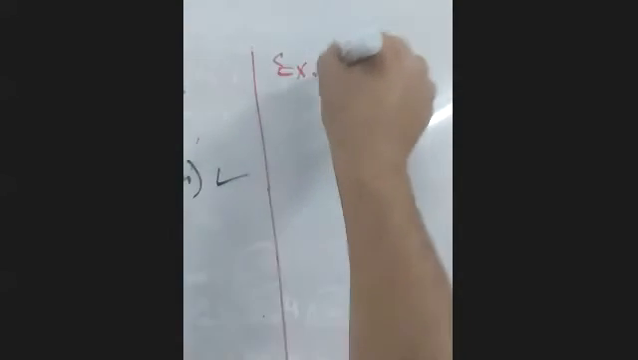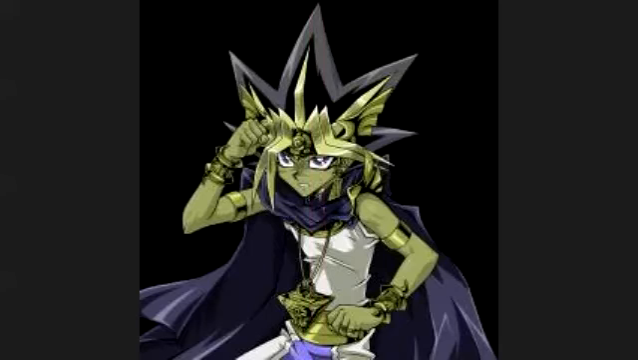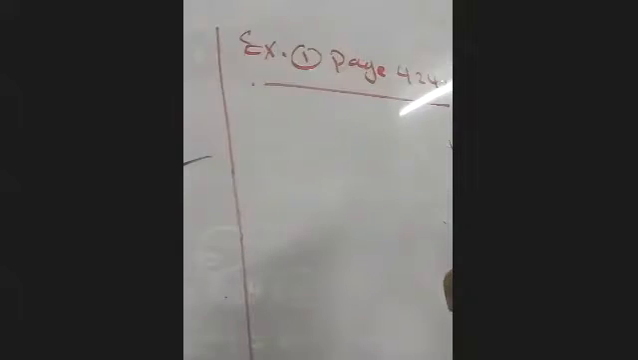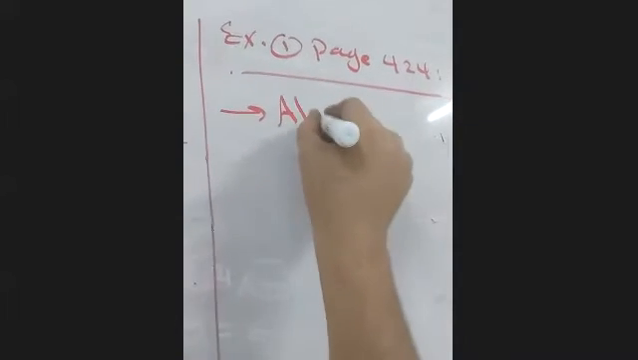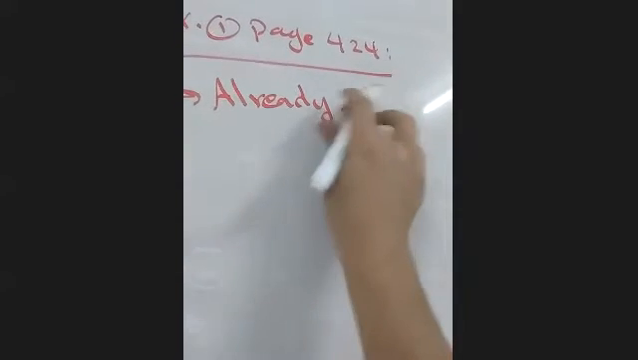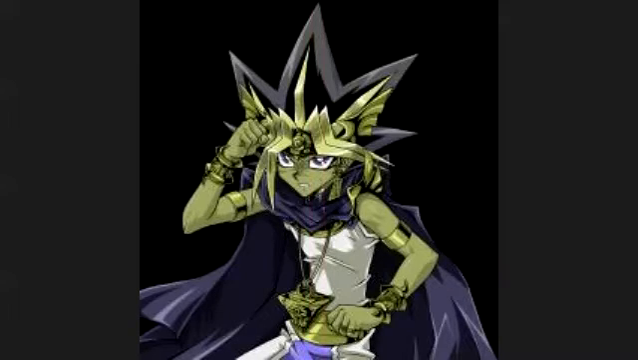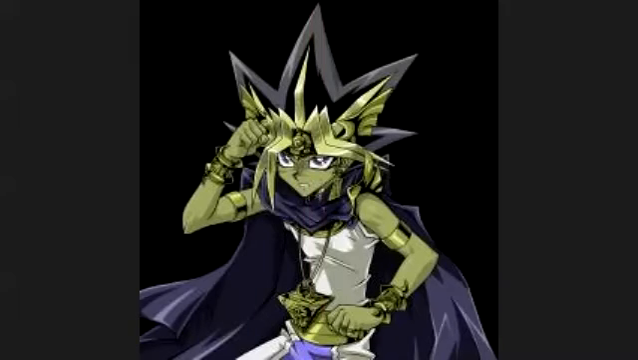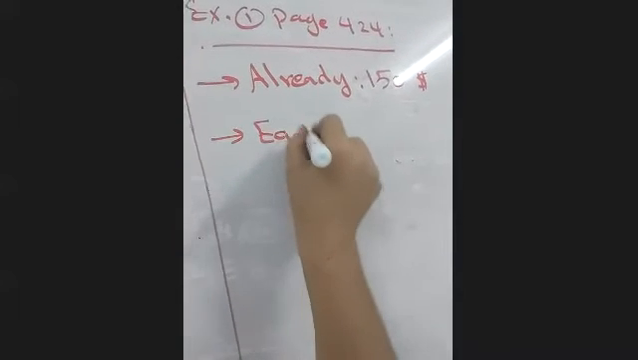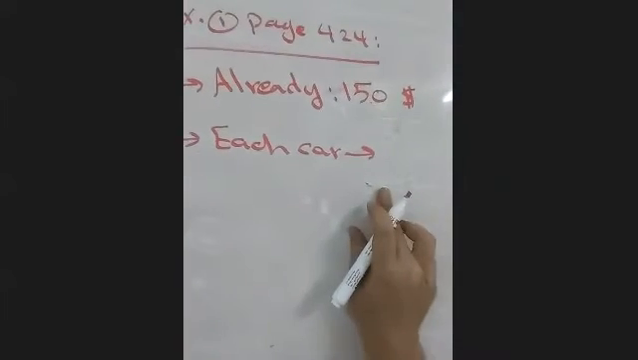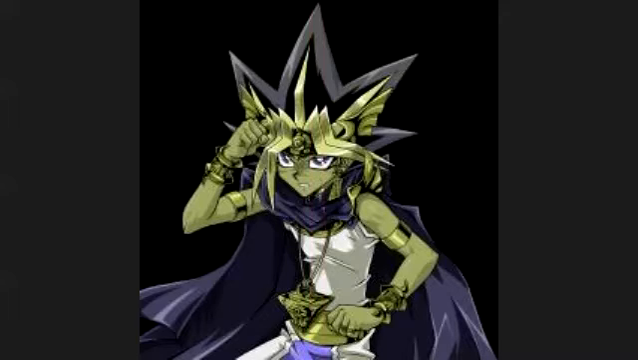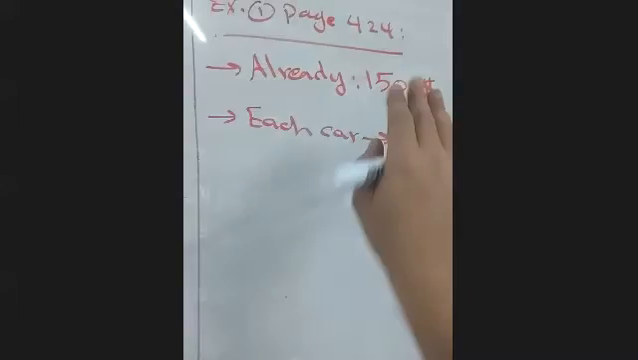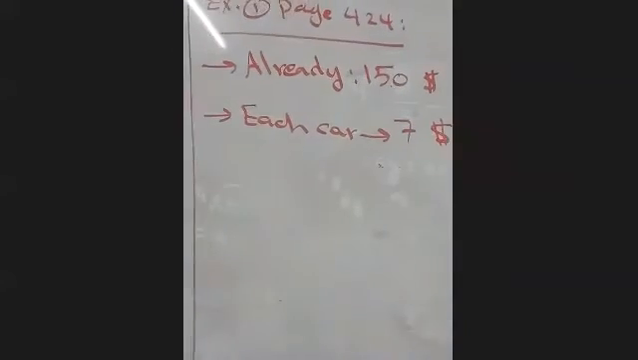So in example 1, guys, look here. We are on example 1, page 424. These people already have how much? $150. Now, for each car, they get how many dollars? $7. They have already $150, and for each car, they get $7.